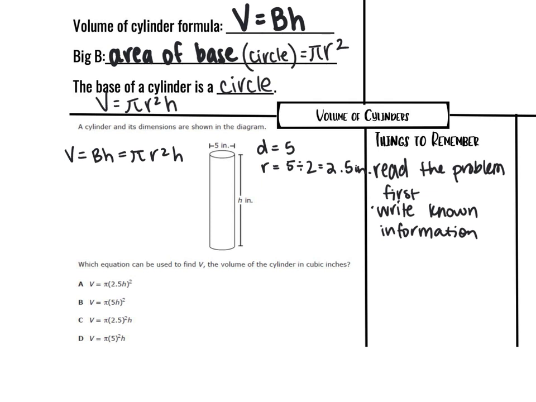So let's look at our answer choices. Which equation can be used to find V? So let's plug in what we know. V equals pi. I know my R is 2.5 squared, and then I have H. So A is not correct because the H is inside the parentheses. Same thing with B, except they use the diameter instead of the radius. D is using the diameter as well, so all that's left is C.